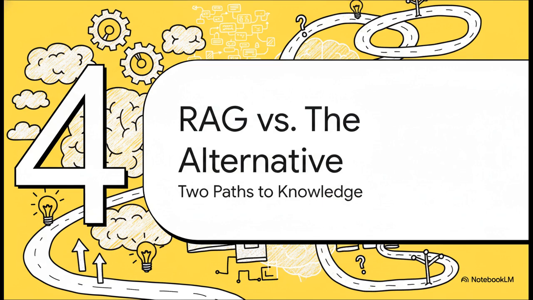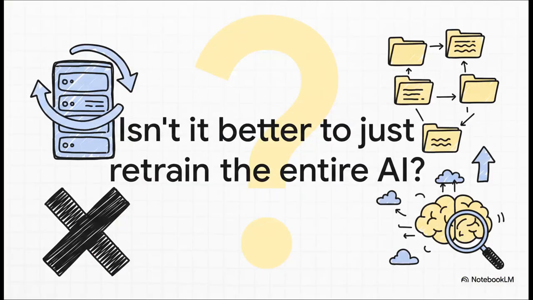Now, this all sounds really effective, but it does bring up a pretty important question. Is this really the best way to do this? What about the other options for getting new knowledge into an AI? Yeah, you might be thinking, look, why go through all this trouble with vector databases and stuff? Can't we just retrain the entire AI model on our new documents? It's a great question. That process is called fine-tuning, and while it's useful for some things, when it comes to keeping knowledge fresh and up-to-date, RAG has some really serious advantages.